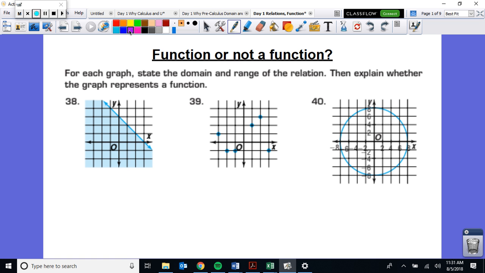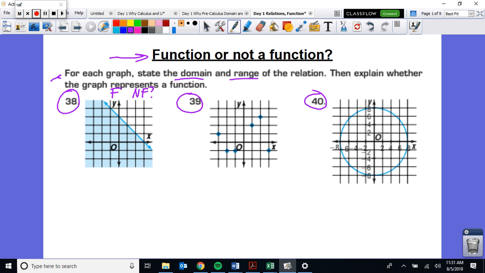Function or not a function, that's what we're going to start out with right here. So, read the directions with me. For each graph, state the domain and range of the relation. We'll get to that in a second. Then explain whether the graph represents a function. So, we got 38, 39, and 40. Function or not a function? What do you think? Write down what you think.